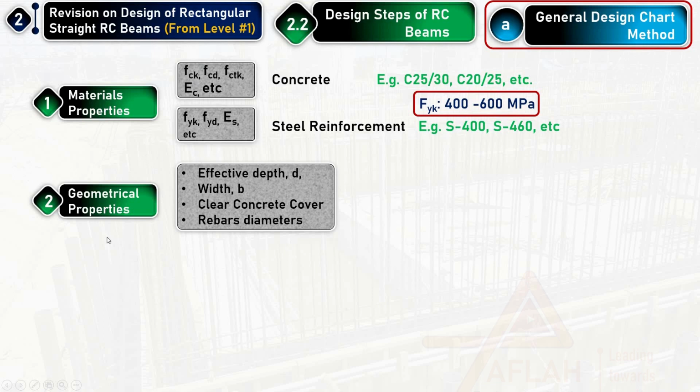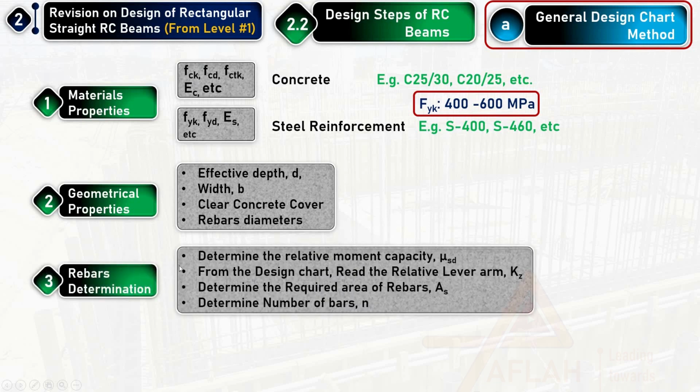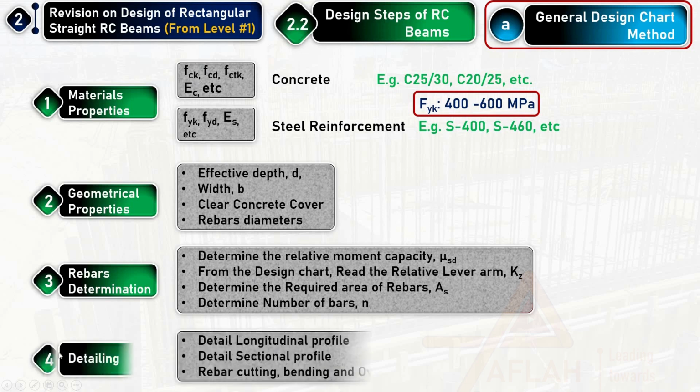Once you decide here, you will continue with the third step, that is the determination of the relative moment capacity. Then you go to the chart, and from the chart you will read a parameter called Kz, and after that you will easily calculate the area of steel required. Then from this you will determine the number of bars, and finally you will provide detailing. Detailing will include the longitudinal profile of the beam, the sectional profile, and rebar cutting, lapping, overlapping, bending, and other related details.